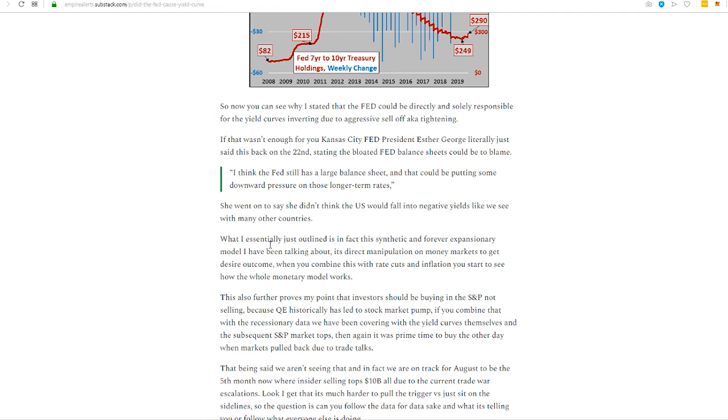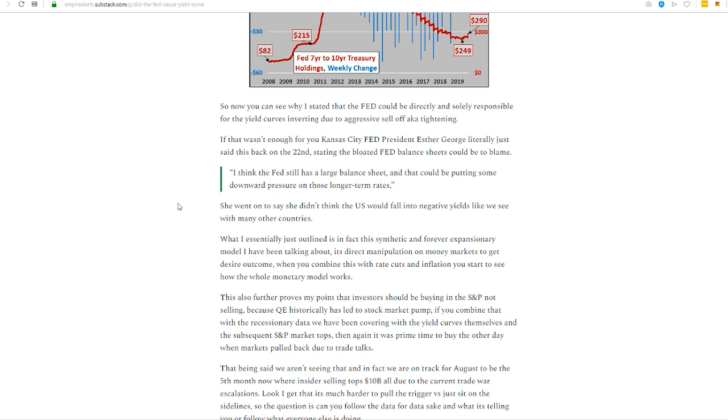And what makes it even more interesting is that you had the Kansas City Fed president, Esther George, say literally she thought that the Fed could be to blame for the inverted yield curves occurring. Because right now, it's very interesting. There's a lot of analysts saying that we're headed towards recession. There's the president of the United States talking about it. There's a rift between the Fed and the White House. There's national mainstream media talking about this recession narrative.